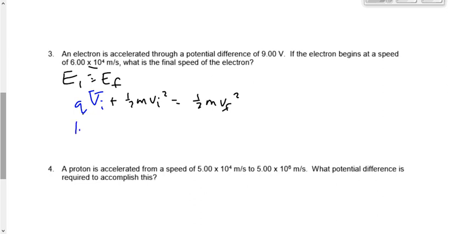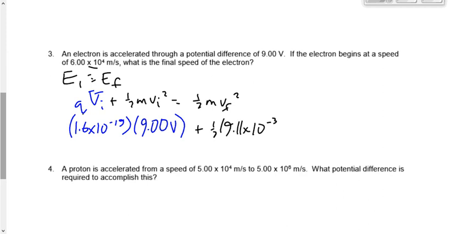Q is 1.6 times 10 to the minus 19 coulombs. It's actually negative, but we always drop the sign of a charge in an equation. The initial potential is 9 volts. Really, that's the potential difference. But since the final is 0, the initial is the same as the difference. The mass of the electron times the initial speed, 6 times 10 to the 4. Don't forget to square it.